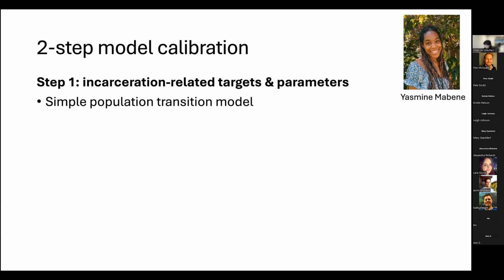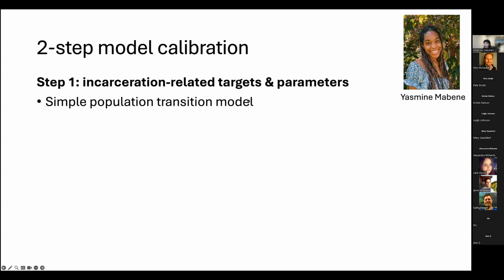All right, so to calibrate the model, we calibrated the model independently for each of the 6 countries in our analysis. And we did a 2-step calibration process where we started first by calibrating the incarceration-related parameters using incarceration-related data targets. For this step, we actually used a separate, simpler population transition model that was co-developed by me and an undergraduate student at Stanford who I've been fortunate to work with, Yasmin Meben.